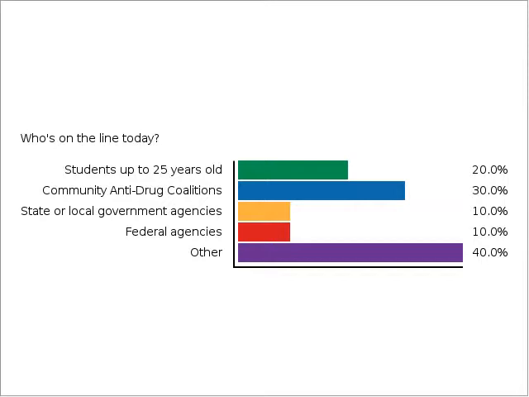Okay, we're going to close the poll. Let's see who we have on the line. All right, so we have a lot of others on the line. That's great. And a lot of community anti-drug coalitions, and we also have some students on the line who are up to 25 years old. So let's move on. I'm going to kick it back to Ray.